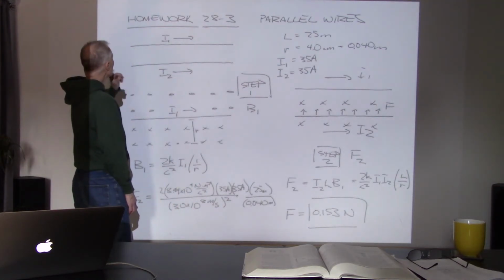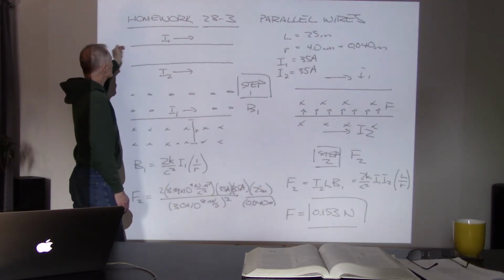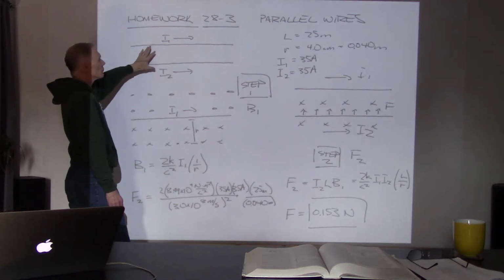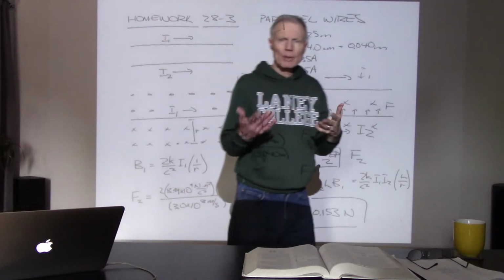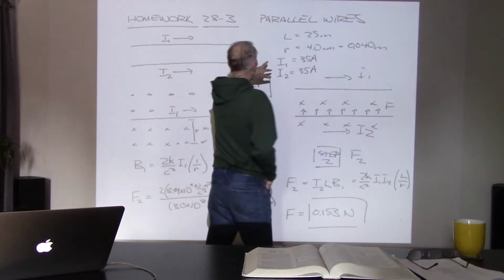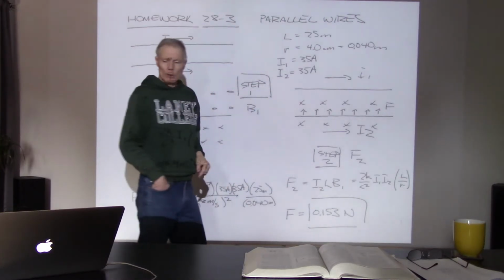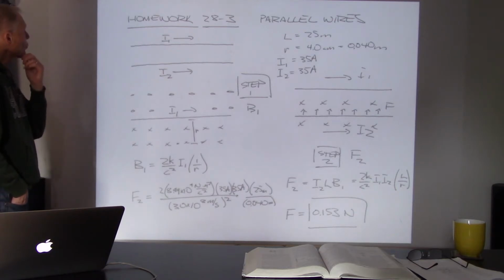Let's see. This is a parallel wire problem. So I've got two wires, current 1 and current 2. I labeled them current 1 and current 2 because they're in two different wires, and I want to keep the wires straight. But it tells us in the problem they both have the same current, 35 amps. That's a pretty good amount of current going through these wires.